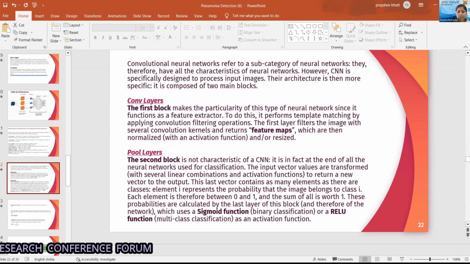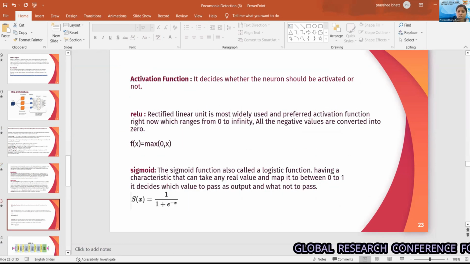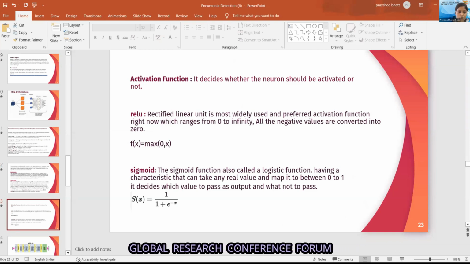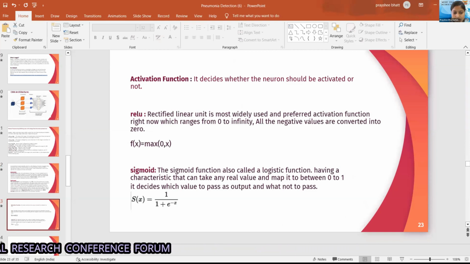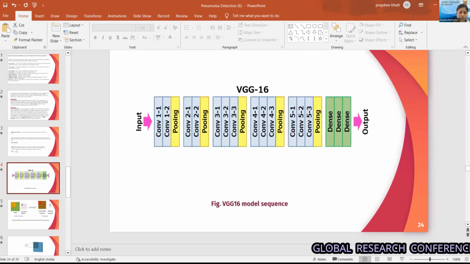Then there is the rectified linear unit function as an activation function. The activation function decides whether the neuron should be activated or not. And the sigmoid function is basically the logistic function which can give us the correct prediction of the output.